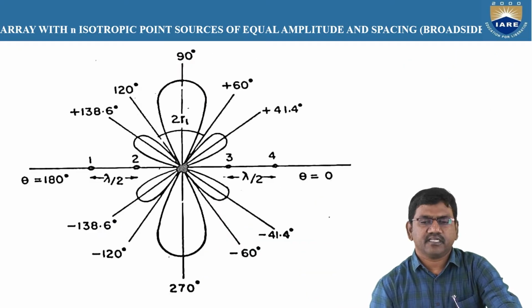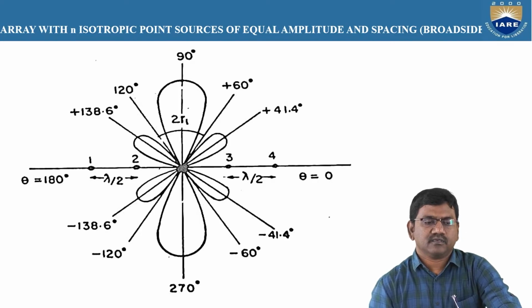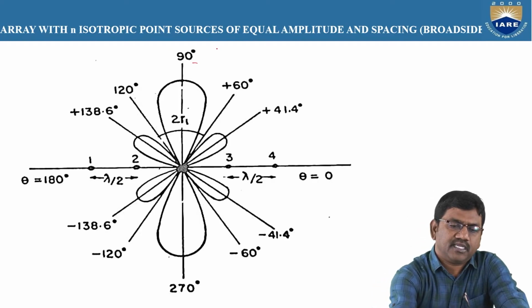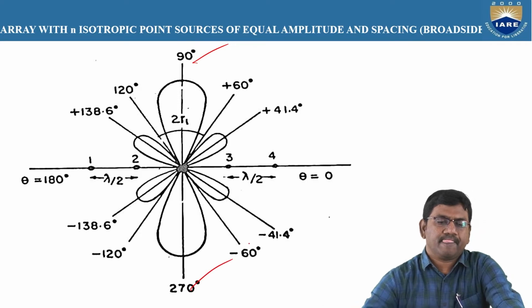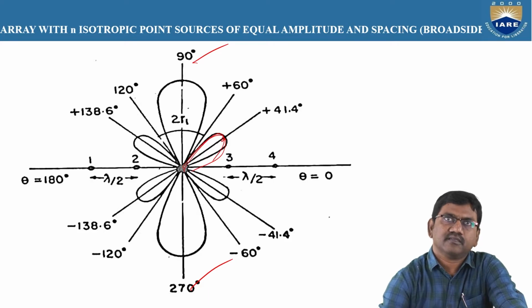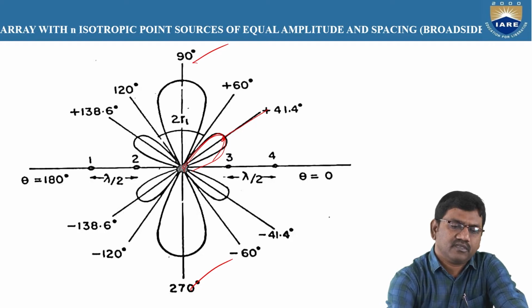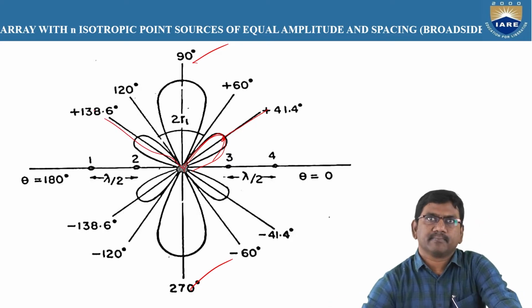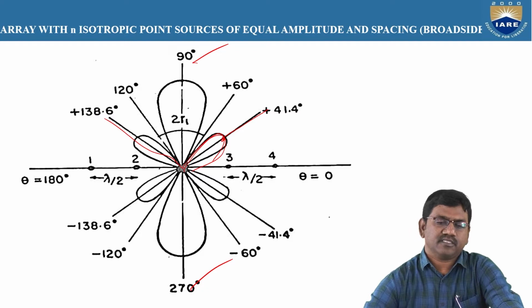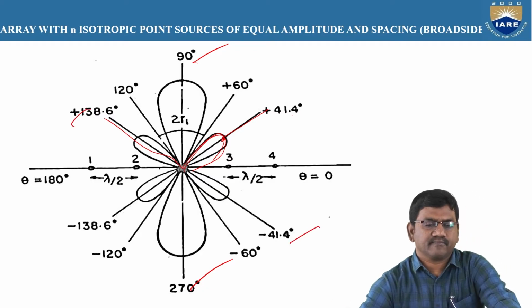See here, we have indicated the broadside array with the major lobe maxima and minor lobe maxima. The major lobe maxima are at 90 and 270, and these are the minor lobe maxima points. The minor lobe maxima points are in the direction of plus 41.4, minus 41.4, plus 138.6 and minus 138.6.